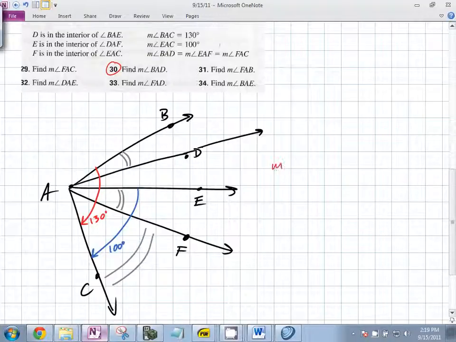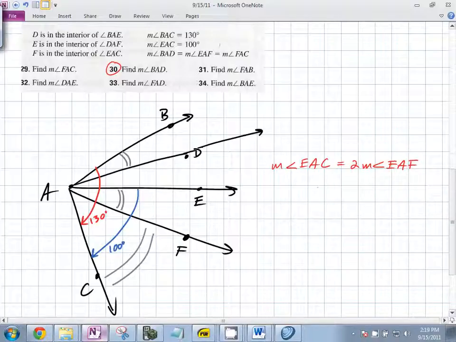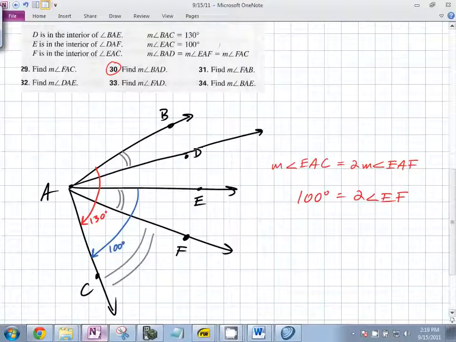Measure of what? Angle what? EAC. Hold on, EAC is? Yep, it's divided into two parts. How do you know it's divided into two parts? Oh, it's bisected, isn't it? Yeah. So we have to write that down. Angle equals 2 times the measure of angle what? Angle EAC is twice which angle? FAC or EAF? Sure, it doesn't matter actually, does it? EAF. So what does that mean? We know that angle EAC is 100 degrees, 2 times the angle EAF, because it bisects it, right?